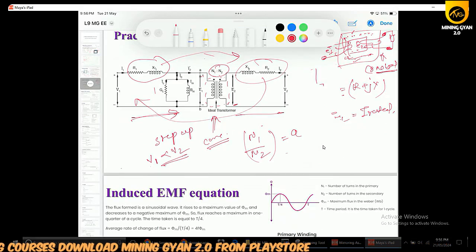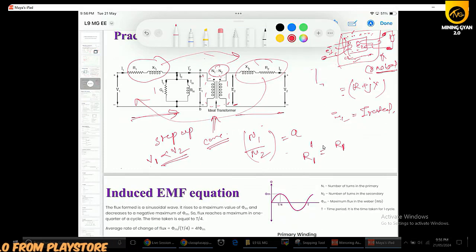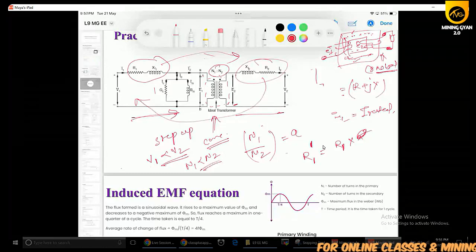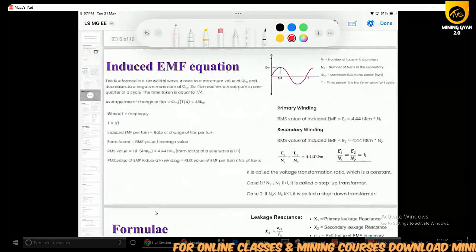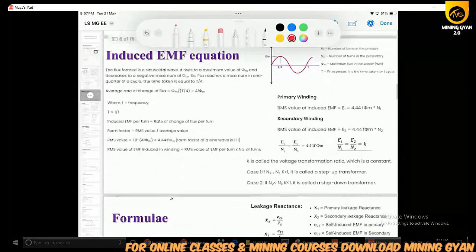Then when we want to refer R1 to this side, R1 dash, how to calculate R1 dash? R1 into A square. Or let us say when V1 is less than V2, then obviously N1 is less than N2. Okay, that is the turns ratio. Then you can calculate it like this. We will see the formula, but first of all, I am telling you about the concepts.